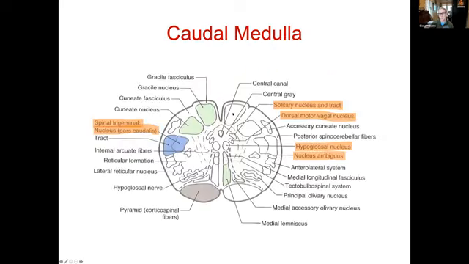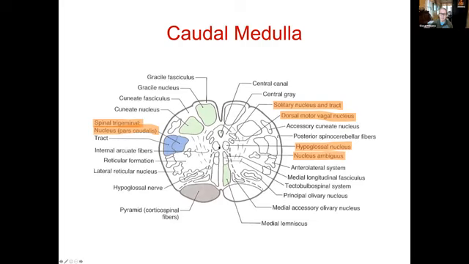So if we look at where these nuclei are going to be located in the brainstem, again, here's our same cross section that we looked at before. Cranial nerve 5 we can easily find because remember we already looked at the spinal trigeminal tract, which sits peripherally. So just medial to that tract is going to be the spinal trigeminal nucleus, okay? And again, that's ipsilateral pain and temperature.